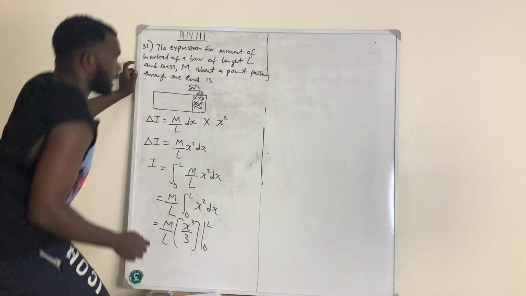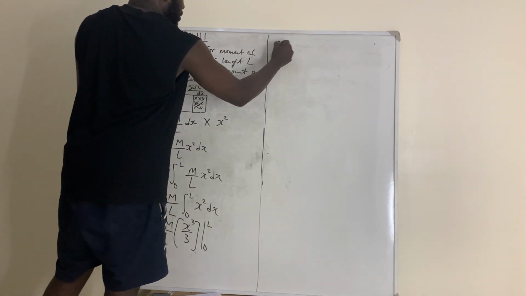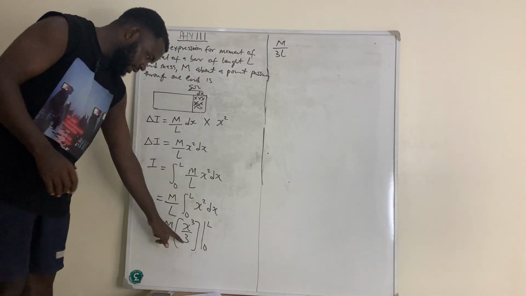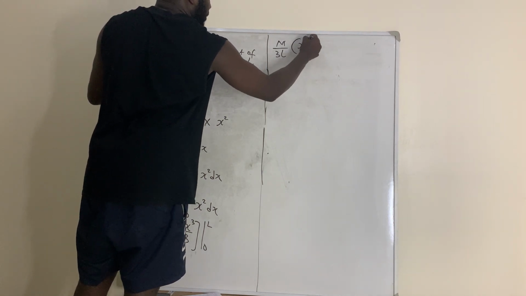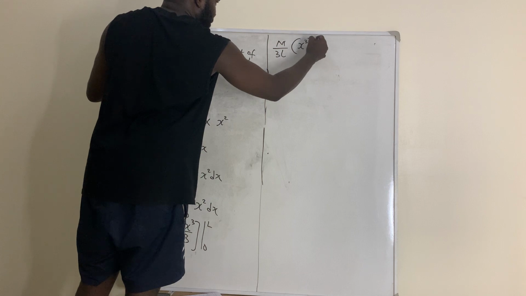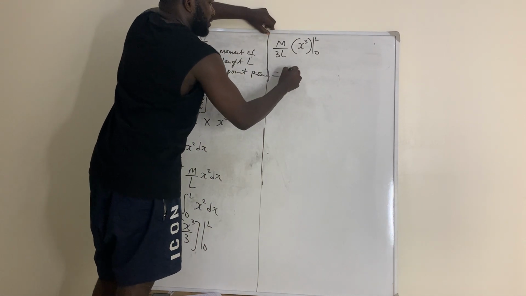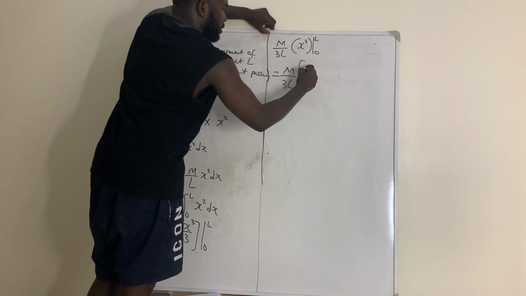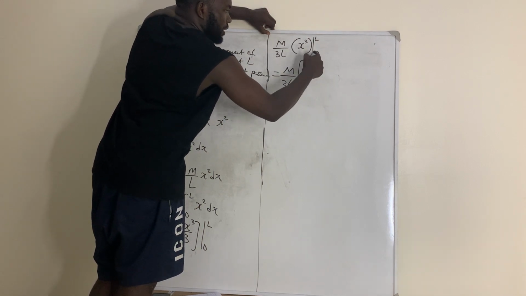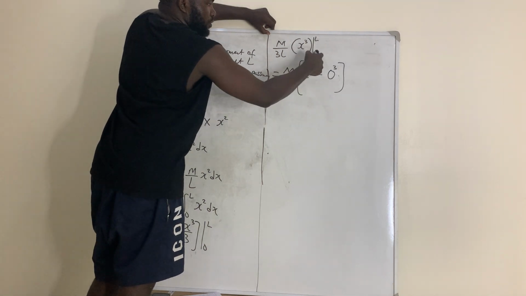So this will now be equal to M over 3L, if this 3 is coming outside. The only thing I'm left with is x raised to power 3, but going from L to 0, don't forget. So substitute L first. I have M over 3L into L raised to power 3 minus, then substitute 0, 0 raised to power 3. I substituted L first before substituting 0.